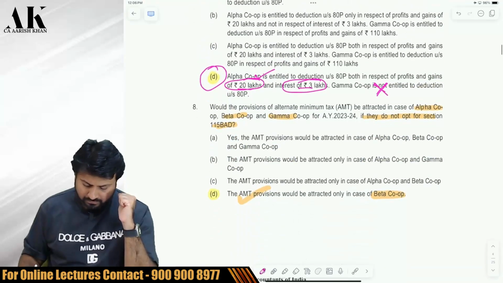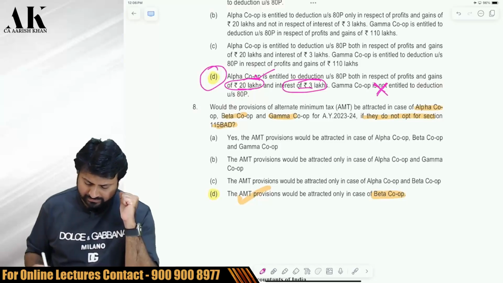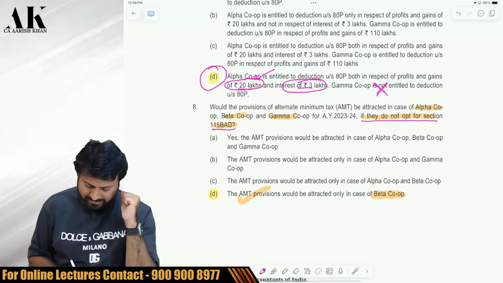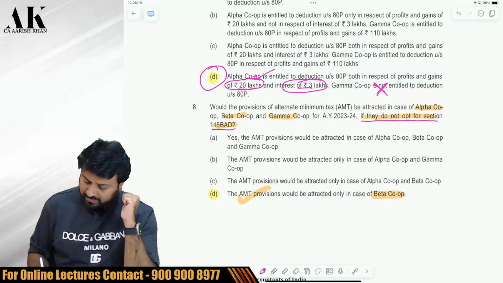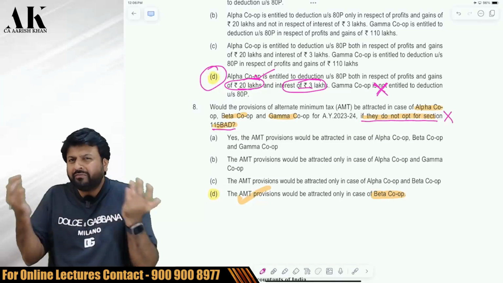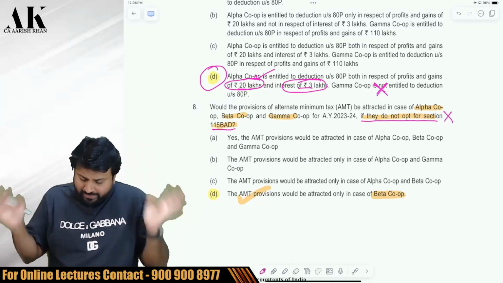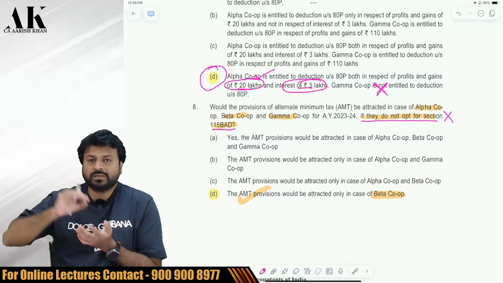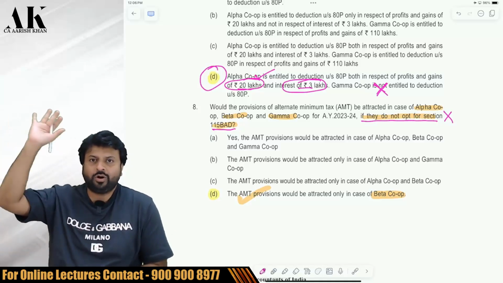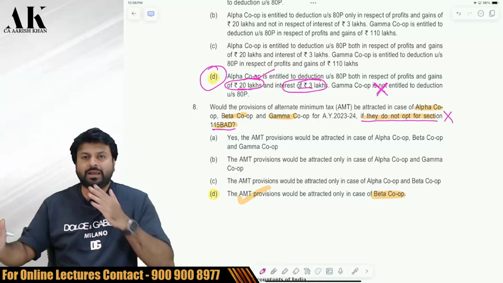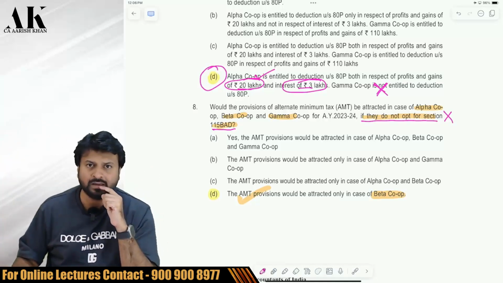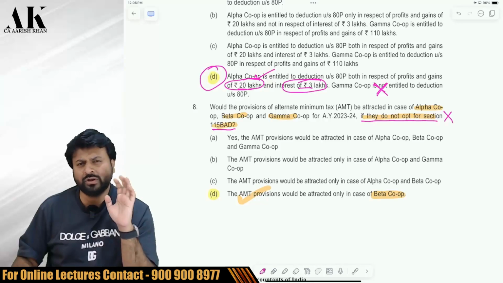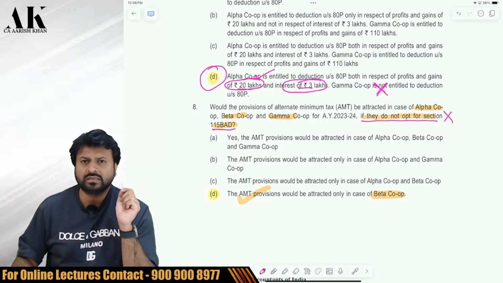Second question. Would the provision of alternate minimum tax be attracted in the case of Alpha, Beta and Gamma if they do not opt for 115BAD? Now they do not want to opt for 115BAD, because if a resident cooperative society opts for 115BAD, then AMT is never applicable. They are going for the normal provisions. Will they be liable for AMT?